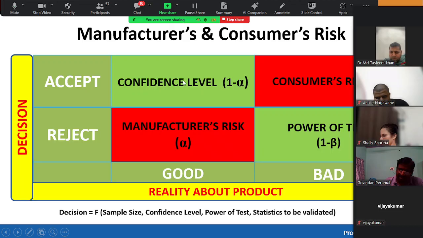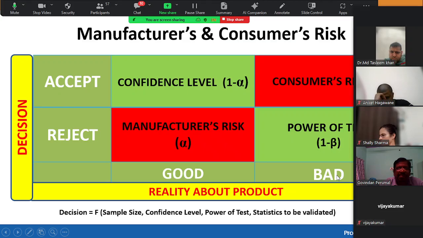And therefore, the corresponding confidence, let me give you one example: let the risk be 5%. Then the confidence is 95%. Yes or no? So this is the situation. The product is actually good and I have accepted it, and I have got a confidence that I will accept the good products. Confidence level is 95% and risk of rejecting a good product is 5%.